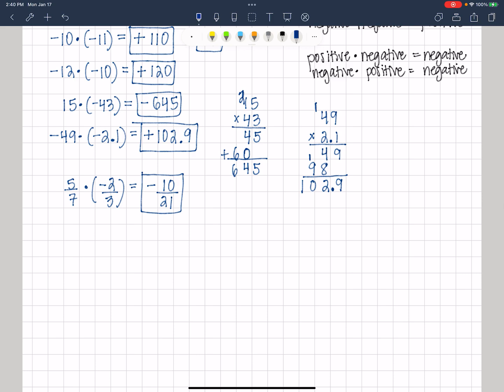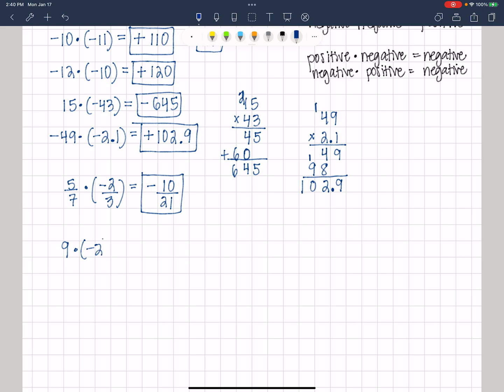If we have to multiply multiple numbers, 9 times -2 times -6 times 7, we're going to take baby steps. 9 times -2, that would be a positive 9 times a -2 would be negative, 9 times 2 is 18, times -6 times 7. Now I can multiply in any order I want.